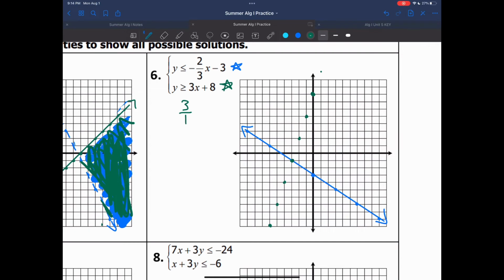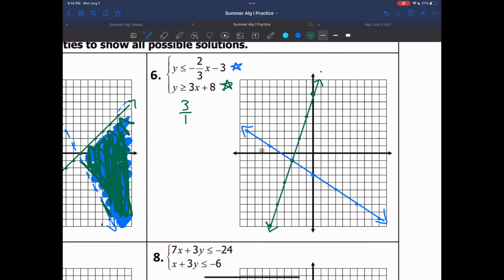3, left 1. Okay, so we can get a bunch of points on that one, and that one's also going to be a solid line, it looks like. Let's draw it. That was rough. Thank goodness it straightens it up for me. Okay, so this one I did a little bit differently. I haven't done any shading yet, so let's take a look at the shading now.